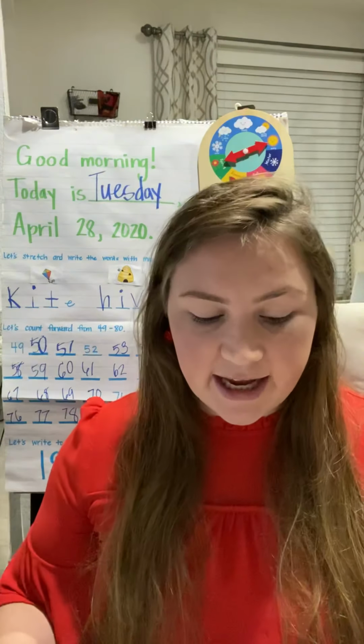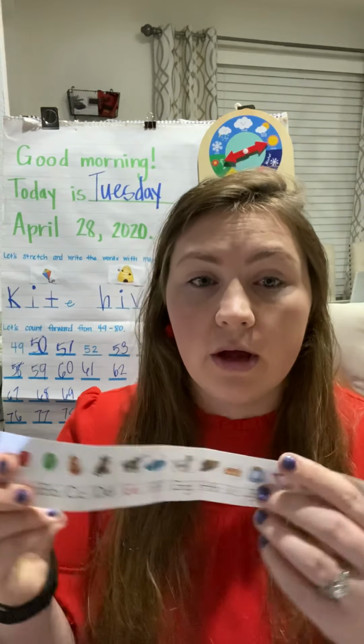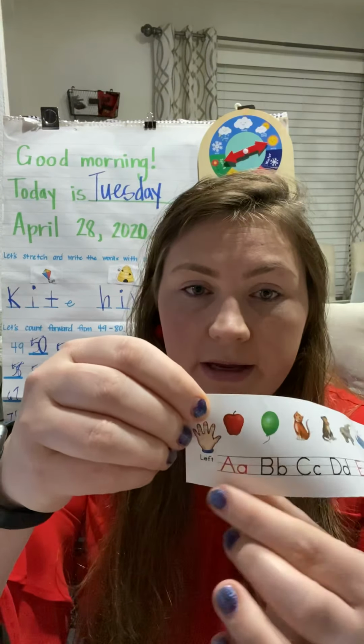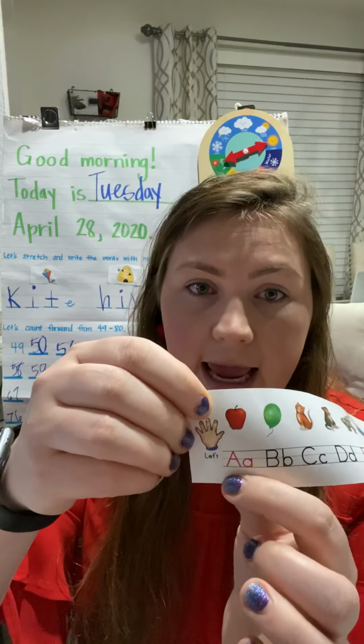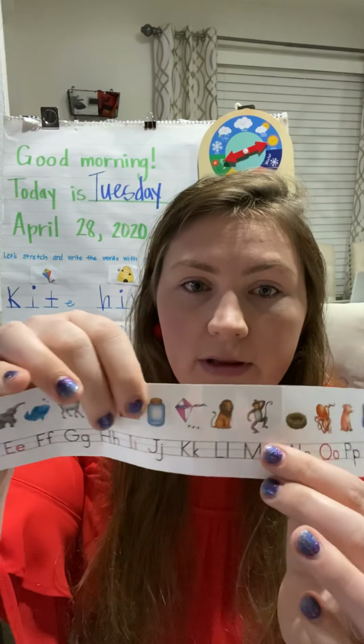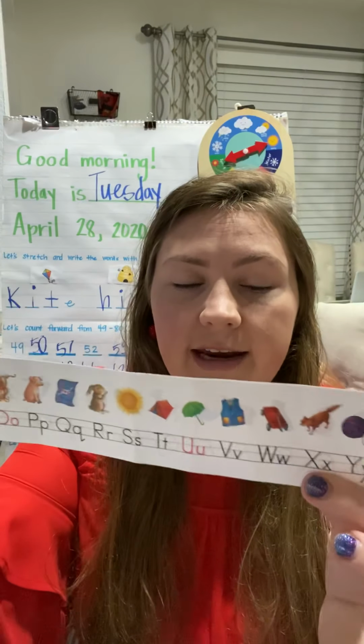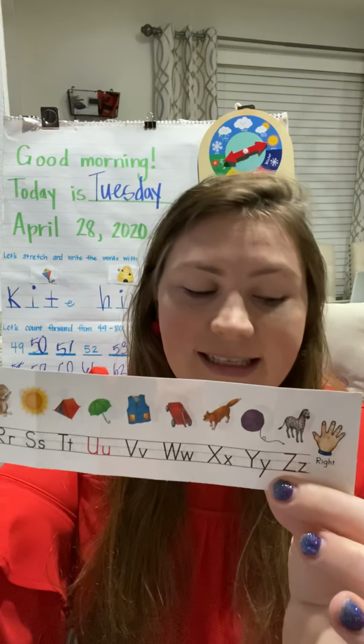Good. And the last thing that we would do is we would go through and I would ask you, what is the initial sound of the initial letter of the alphabet? The initial letter of the alphabet is A. The medial letters of the alphabet are M and N. And the final letter of the alphabet is Z.